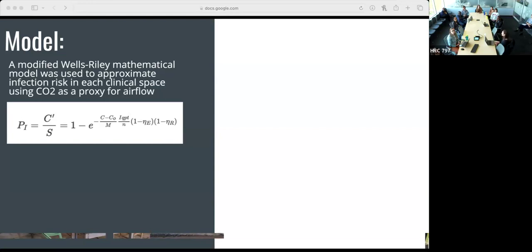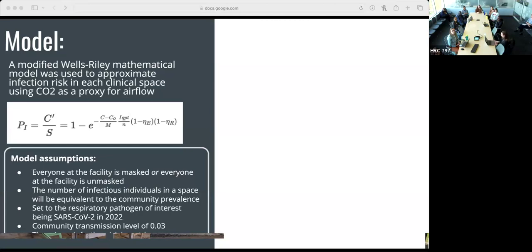So we used a modification of the model that uses CO2 as a proxy measurement for airflow, which has been validated in previous studies. And since health facilities in sub-Saharan Africa typically rely on natural ventilation rather than industrial forms, its application also needed modification to fit into this setting.